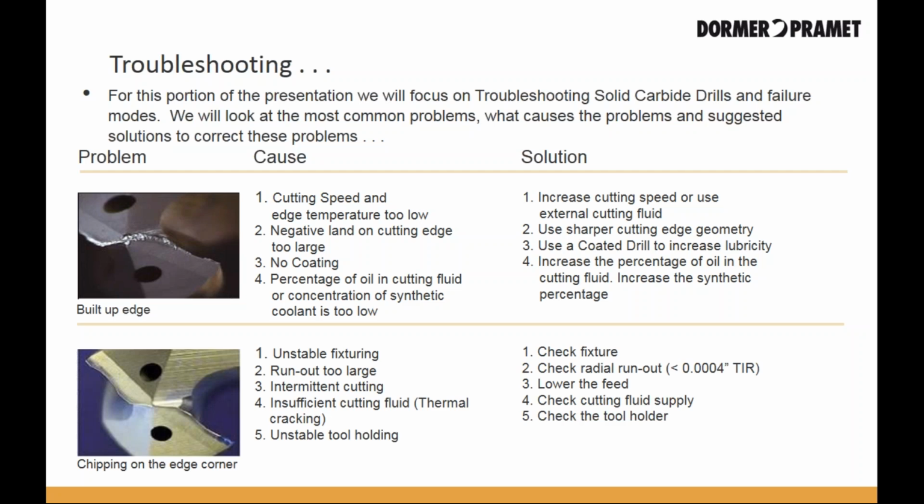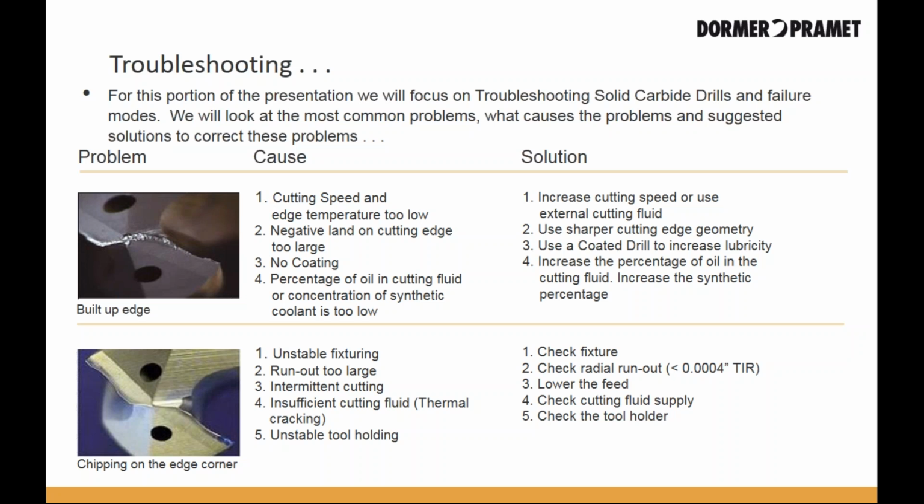Chipping on the cutting edge corners. Here are some of the causes. Unstable fixturing, runout is too large, intermittent cutting, insufficient cutting fluid, which causes thermal cracking, unstable tool holding. Some of the solutions for this: check your fixture, check the radial runout.